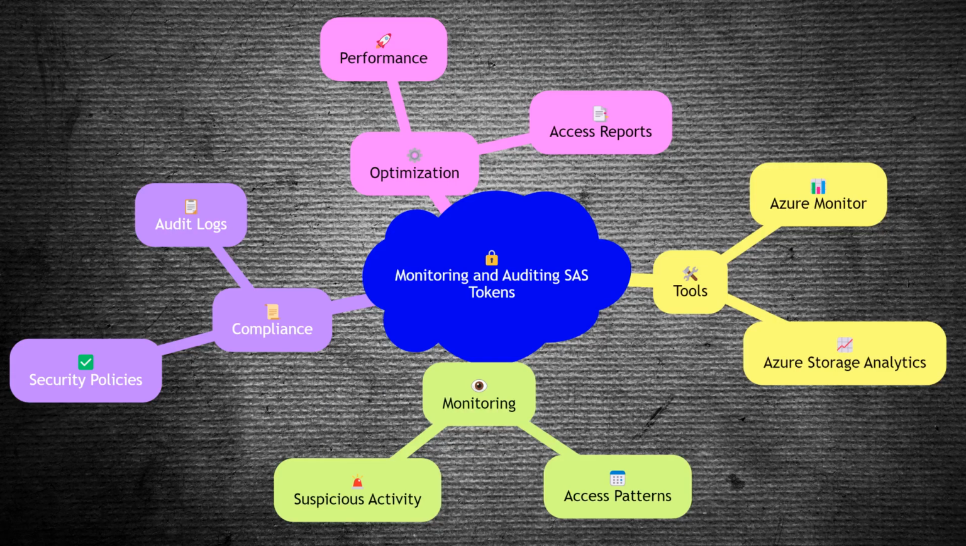Monitoring and auditing the usage of SAS tokens is crucial for maintaining security and compliance. Azure provides various tools and services, such as Azure Monitor and Azure Storage Analytics, to track the usage of SAS tokens. By monitoring the access patterns and usage of SAS tokens, you can detect any suspicious activity, ensure compliance with security policies, and optimize the performance of your storage resources. Regularly reviewing the audit logs and access reports is an essential part of managing SAS tokens effectively.